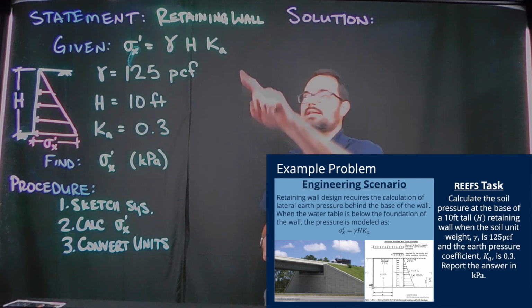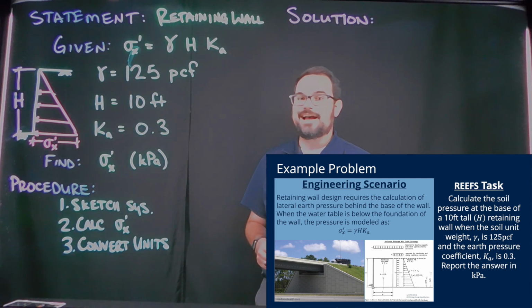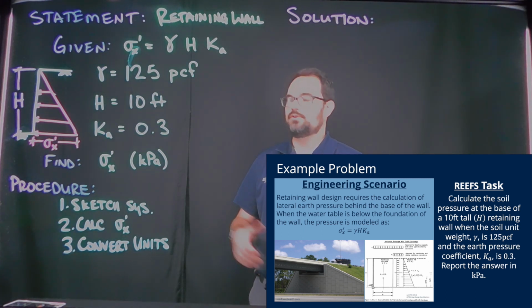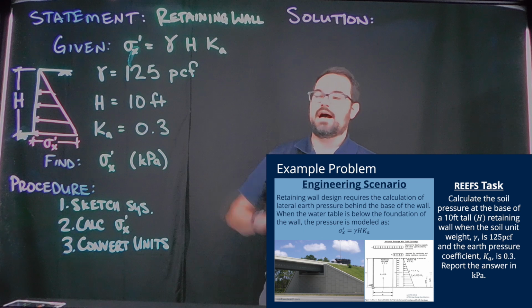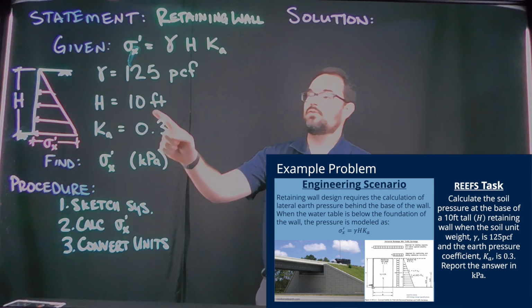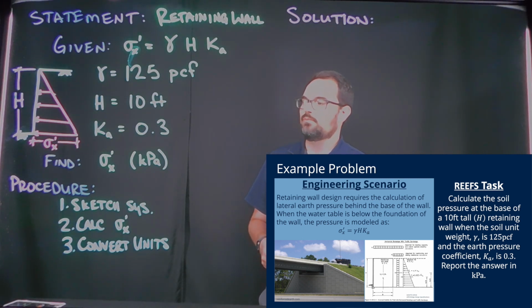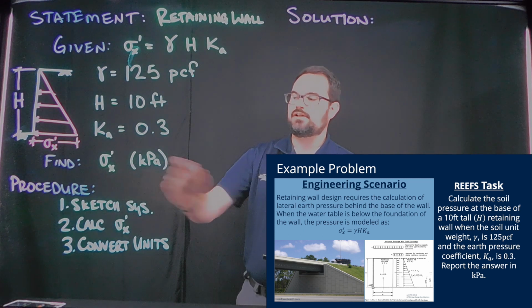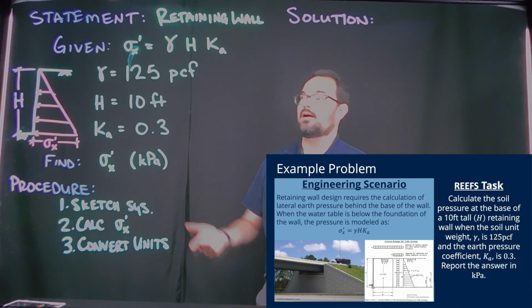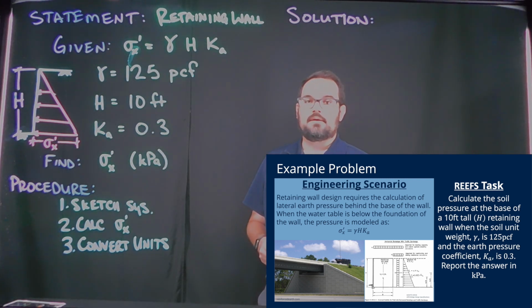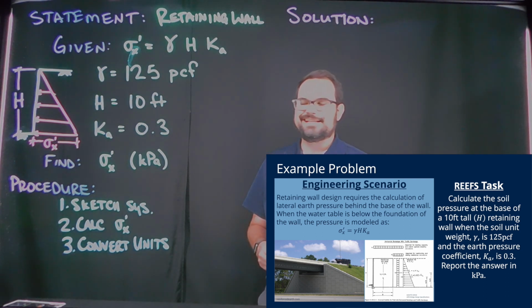Now, our problem statement gives us the equation. It tells us that the unit weight of soil is 125 PCF, that's pounds per cubic foot. So if you took a box 1 foot to a side and you filled it up with soil, it would weigh 125 pounds. The height of the wall is 10 feet, and our lateral earth pressure coefficient is equal to 0.3. Ultimately, we're trying to calculate that lateral earth pressure at the base of the wall. However, what's interesting about the problem is that we've been given all of our problem parameters in US customary, but we're being asked for the result in SI.